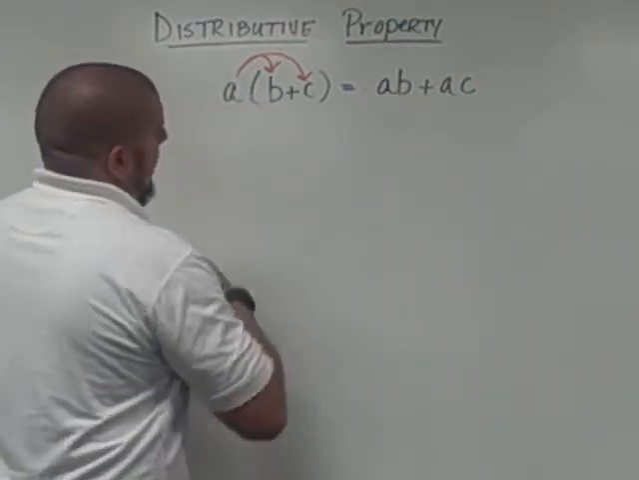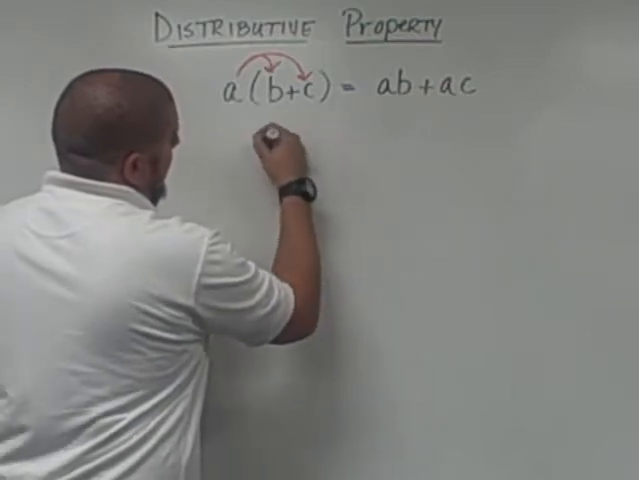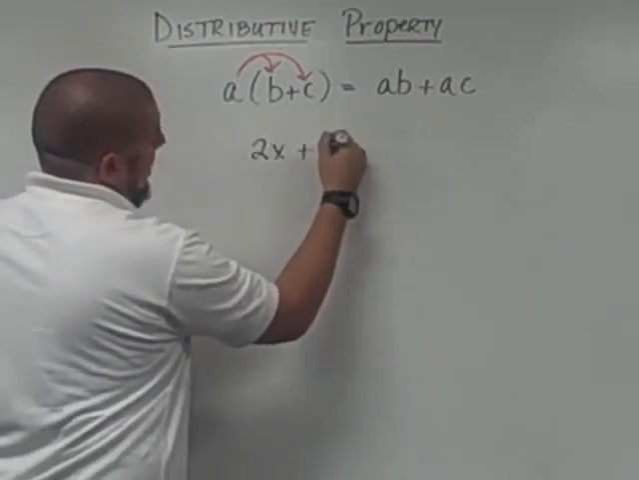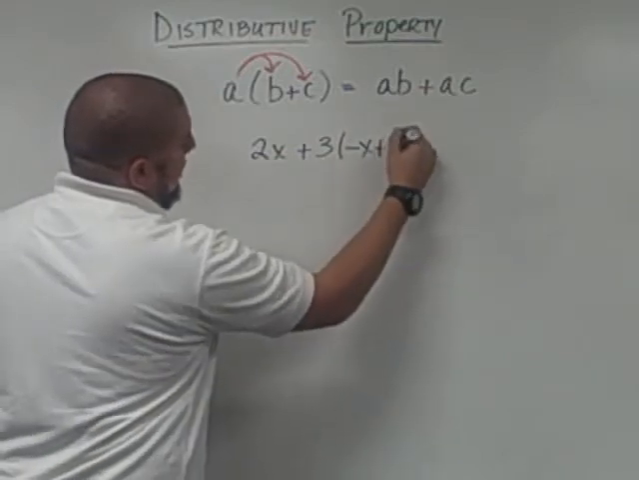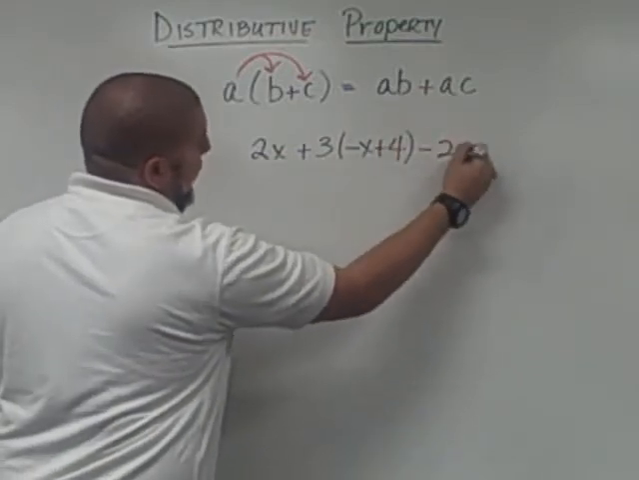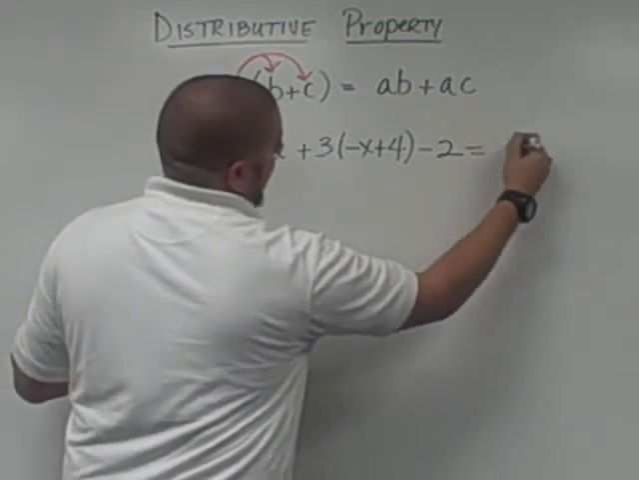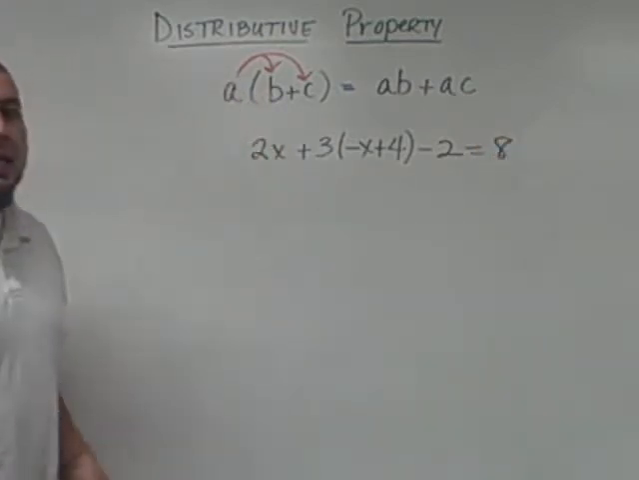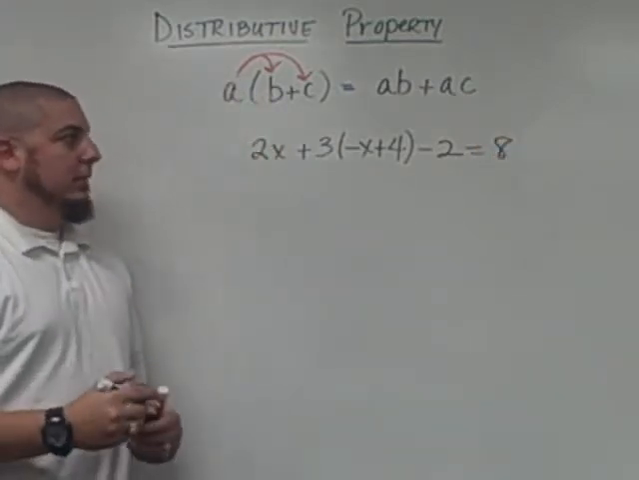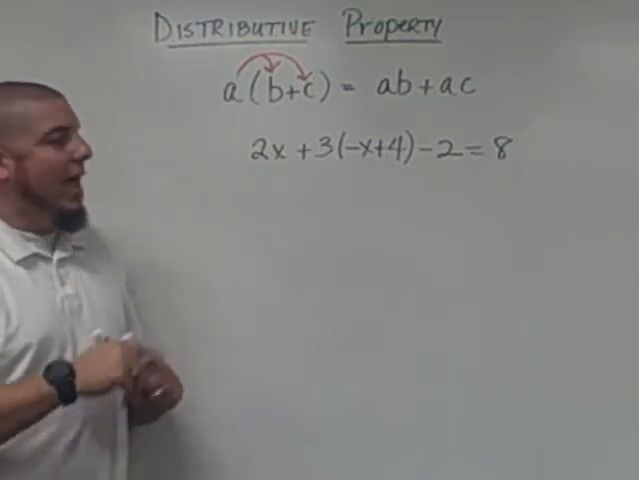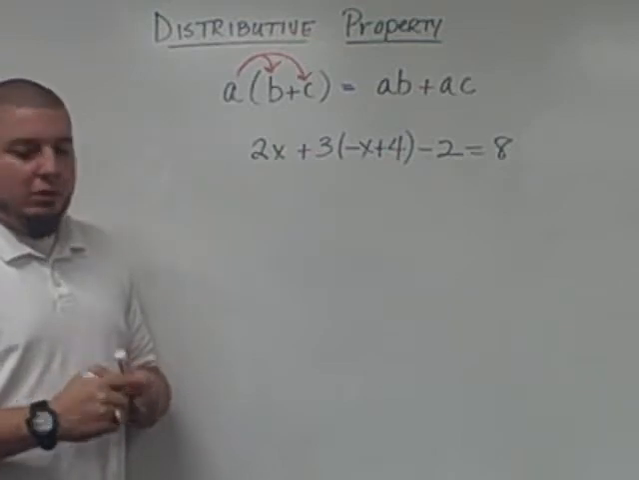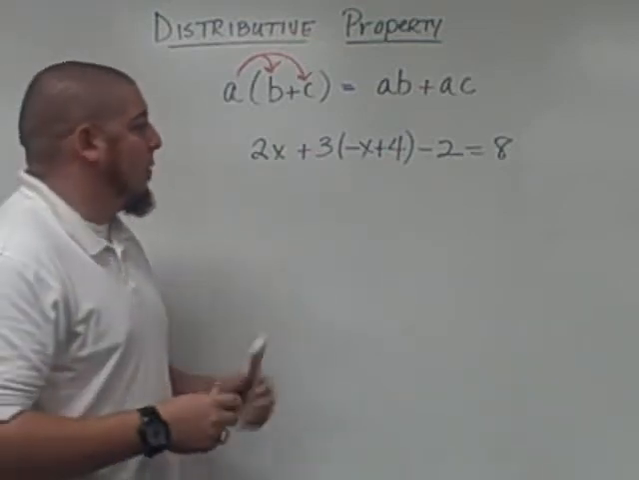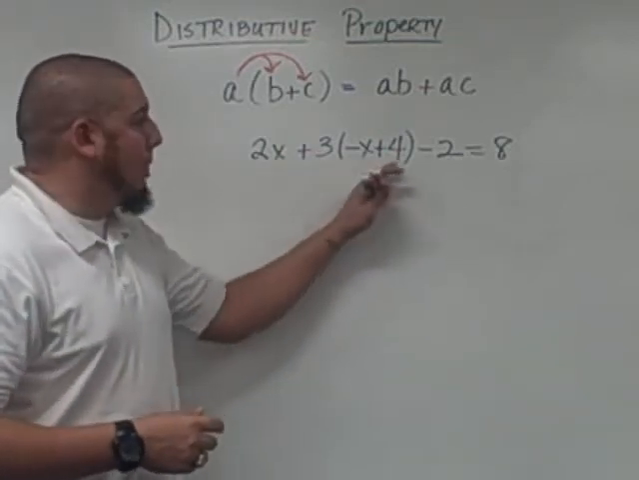Okay, let's say we have 2x plus 3 times negative x plus 4, minus 2 equals 8. Okay, significantly longer problem here. Now, if you notice here, we have parentheses in there. I just said a second ago, the first thing we want to do is get rid of those parentheses. So we need to distribute. We've got to apply the distribution property here.